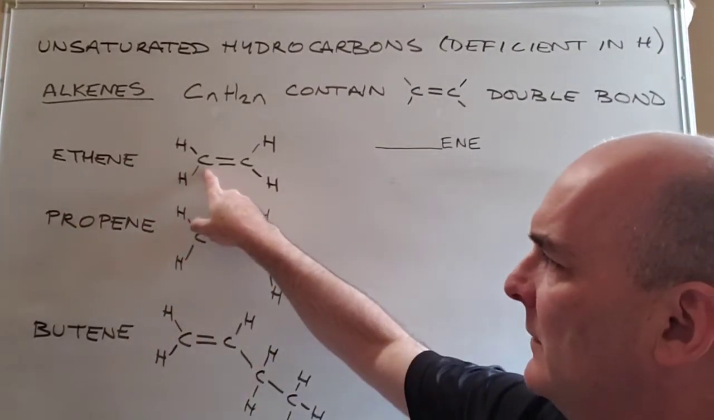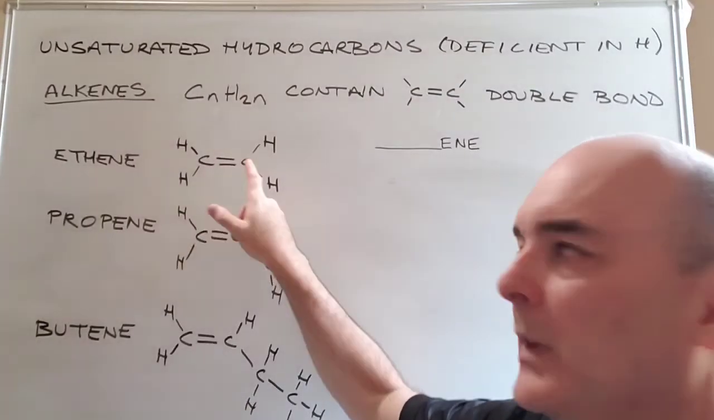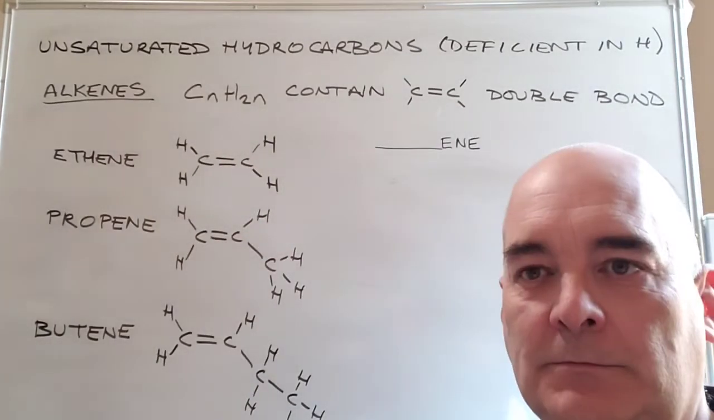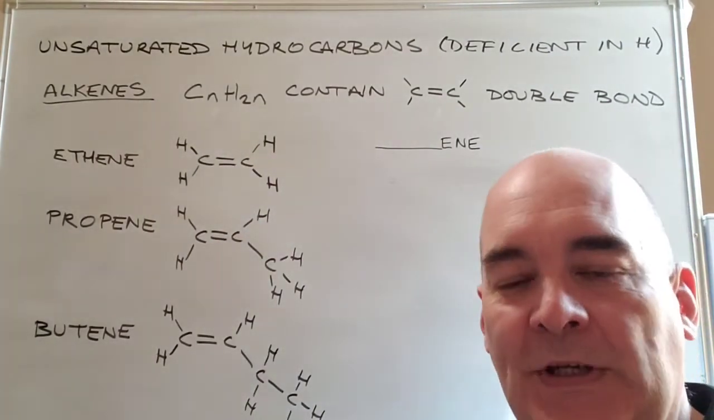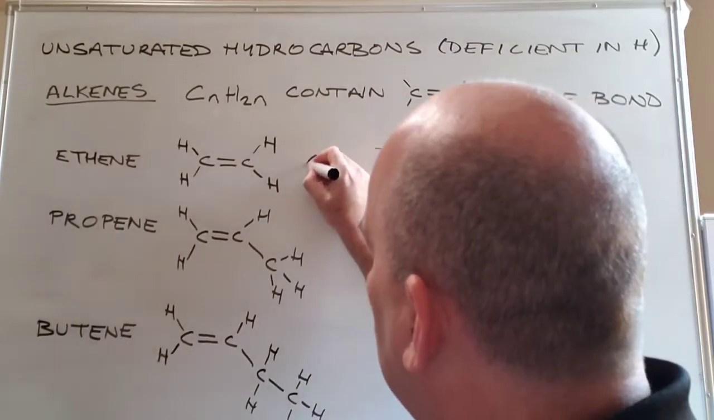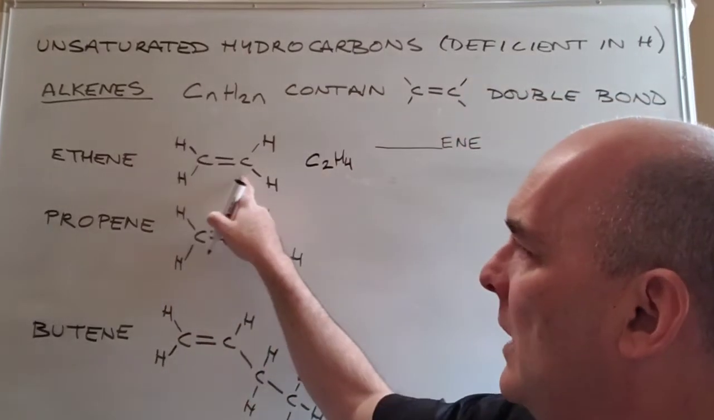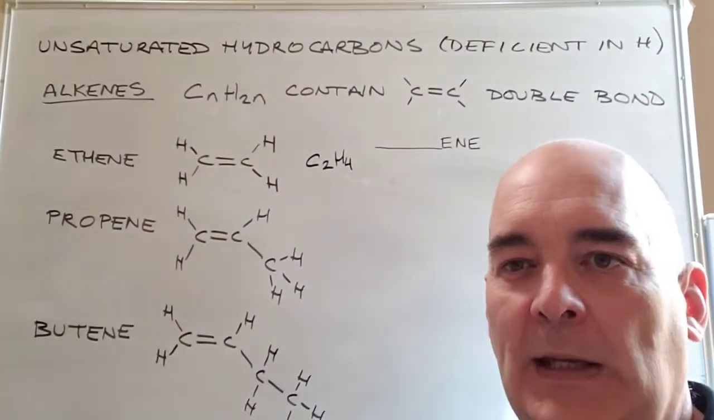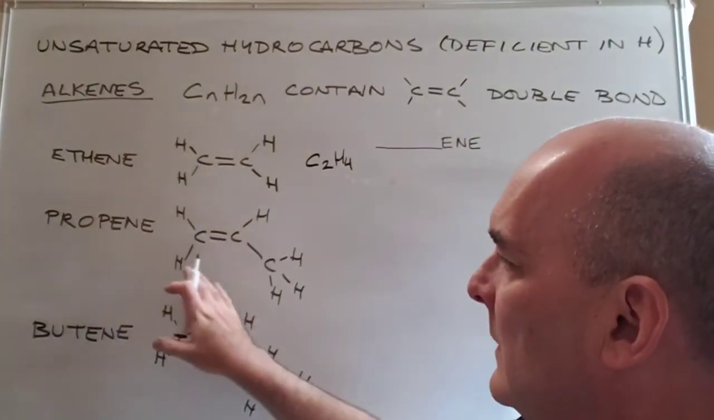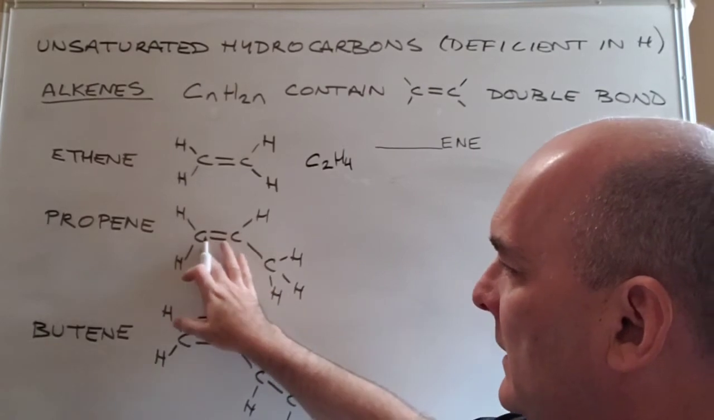If we look, this carbon has 1, 2, 3, 4 bonds. This carbon has 1, 2, 3, 4 bonds. So the carbons each have 4 bonds. The hydrogens each have 1 bond. This is C2H4, 2 carbons, ethene. Propene would have the carbon-carbon double bond right here.